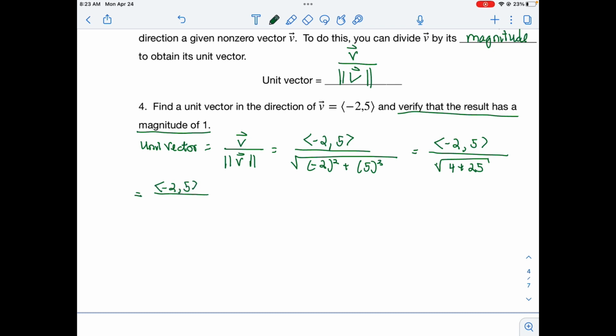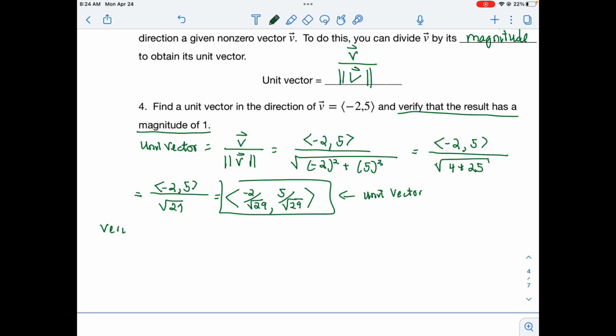Now, dividing by the square root of 29 is the same as multiplying by 1 over the square root of 29. So this is scalar multiplication. So I just distribute throughout to each component of my vector. And this is the unit vector of vector v. Now remember, a unit vector should have a magnitude of 1. So let's verify that this unit vector has a magnitude of 1.